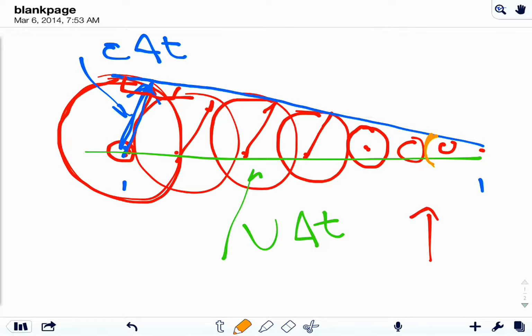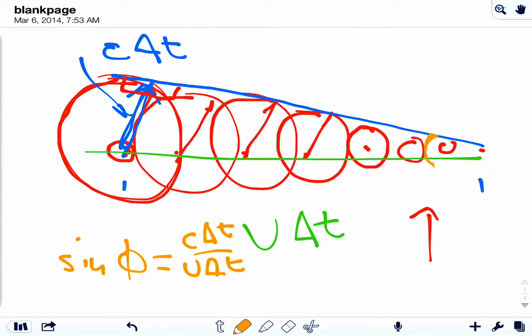So we have sine phi is equal to the opposite, this space here, pardon me, the opposite, which is c delta t, divided by the hypotenuse, which is u delta t. And let's erase this, I apologize. u delta t. So we can solve for this.